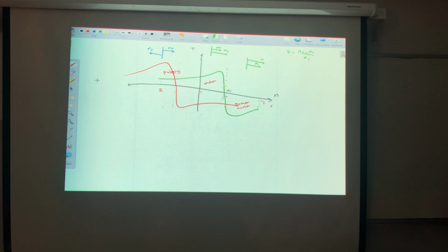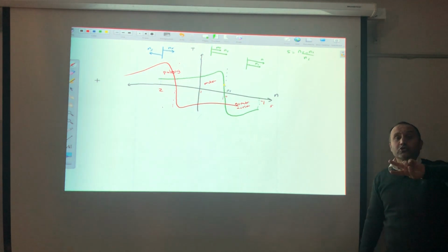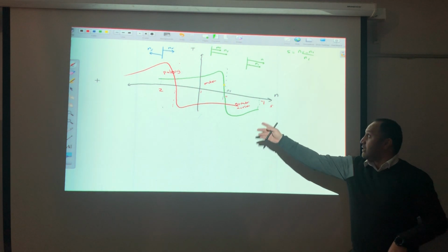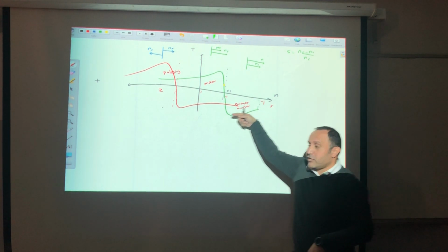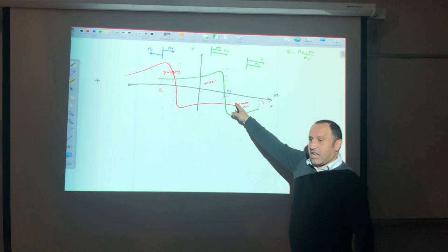Yes? Now here I need to use two axes for the slip. One when the slip is in this direction and the second one when the slip is in the opposite direction. Why? Because I will have tail. This one is also the tail.